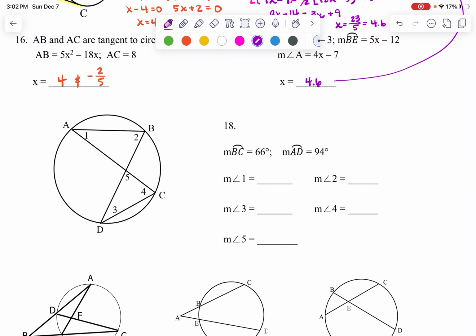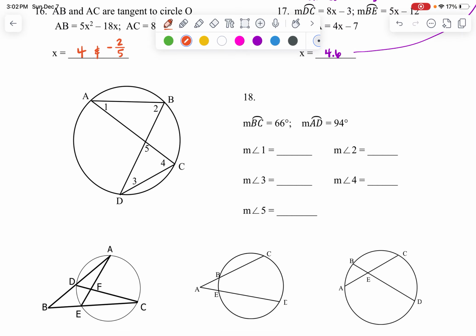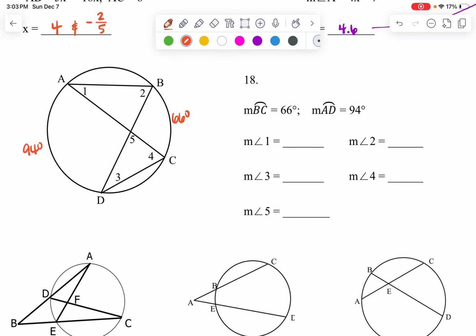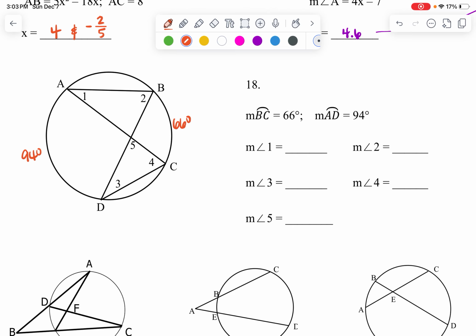Here we go, number 18. So it says arc BC is 66, okay. And then AD is 94. All right, so let's see here. All right, so there's a lot going on here. How your brain sees things may not be the same way of what I see. So it just kind of depends on how you want to do this.